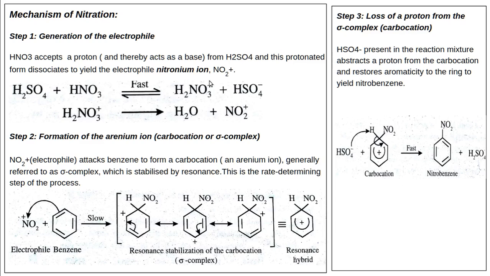First step involves the formation of electrophile NO2 plus ion, that is nitronium ion. Second step is the formation of arenium ion, that is also known as carbocation or sigma complex, and third step is the loss of proton from the sigma complex and finally getting the electrophilically substituted nitrobenzene.